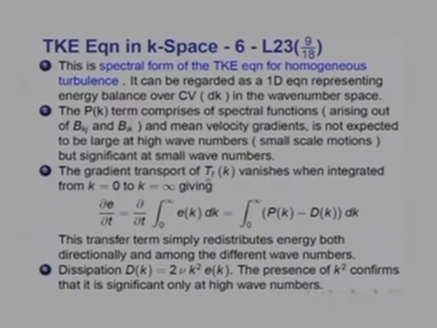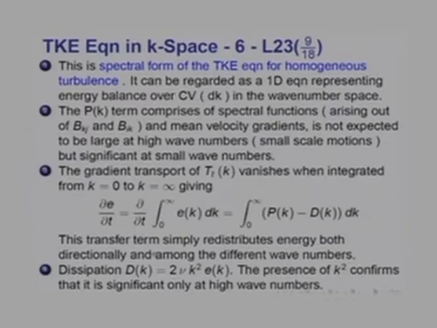The gradient of T k term would vanish when integrated from k equal to 0 to k infinity, giving dE by dt equal to d by dt of the integral from 0 to infinity of E k dk, equal to the integral from 0 to infinity of P k minus D k dk.